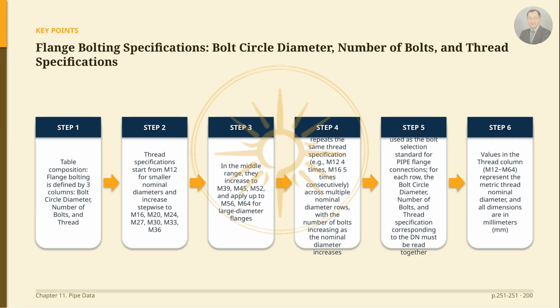large diameter flanges. All dimensions are indicated in millimeters, and engineers should check the detailed figures according to the corresponding DN they are designing. When applying this in practice, I recommend reading the bolt circle diameter, number of bolts, and thread specification of each row together as one line to select the correct bolt.